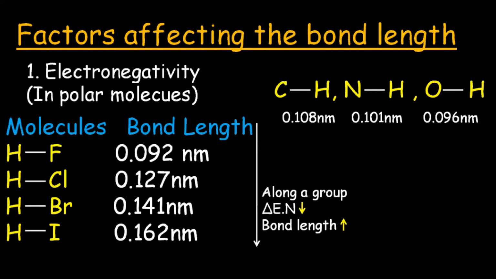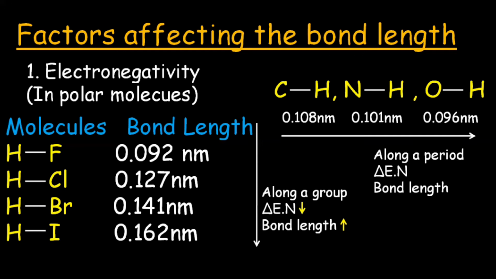Along a period, the electronegativity increases, and ultimately the difference of electronegativity between hydrogen and the elements of the period also increases. This increased difference of electronegativity holds the nuclei of bonded atoms closer, decreasing the distances and ultimately decreasing the bond length. So along a period, the difference of electronegativity increases and the bond length decreases.